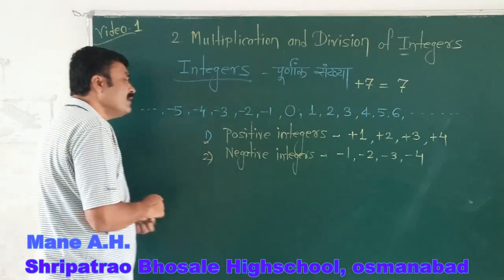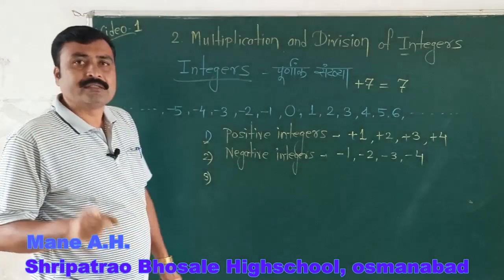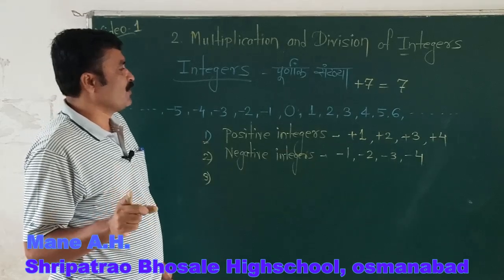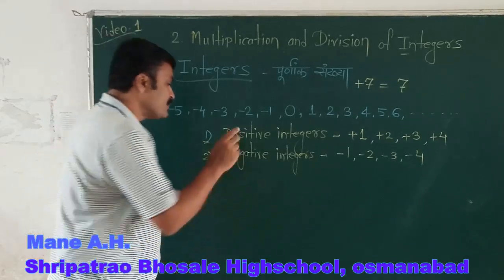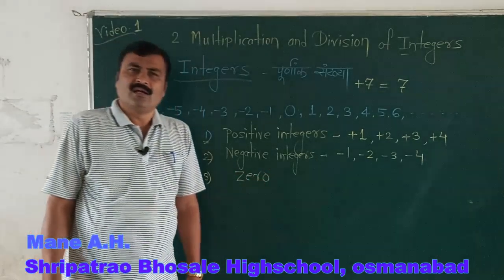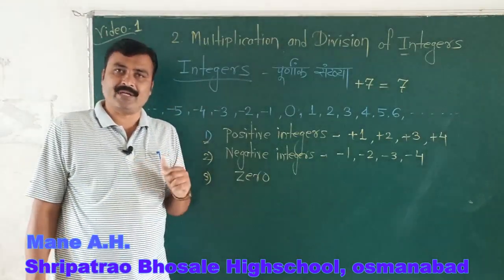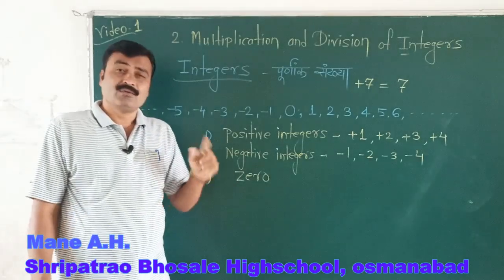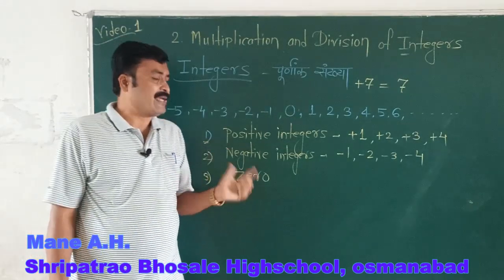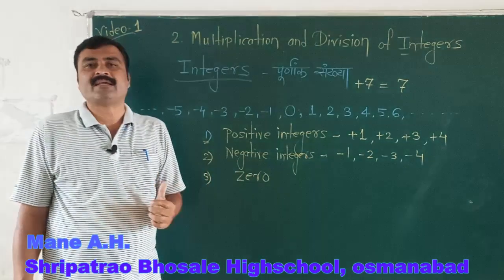Now, in the group of integers, there is another third type of number, and some students also get notified that this third number that remains is 0. Now our mathematicians invented the 0, and this 0 was invented to represent nothing, no value, in our mathematics.